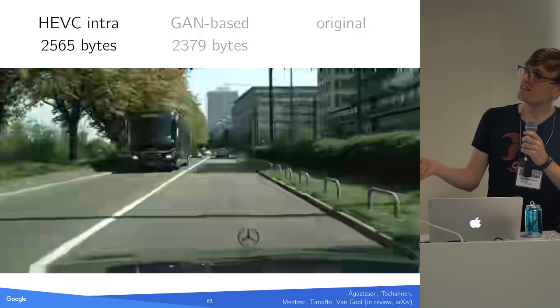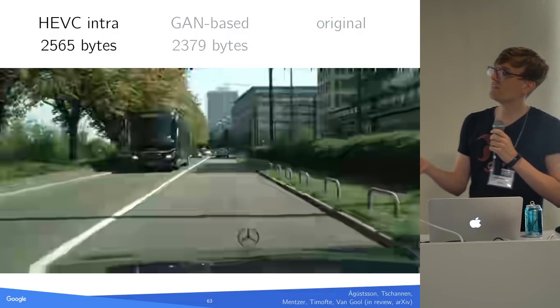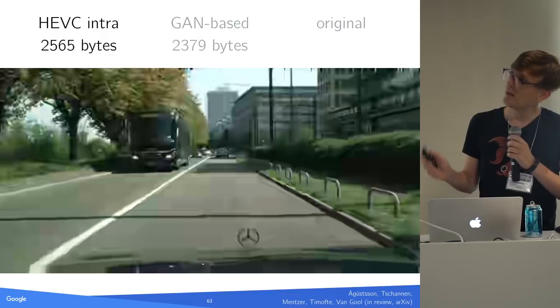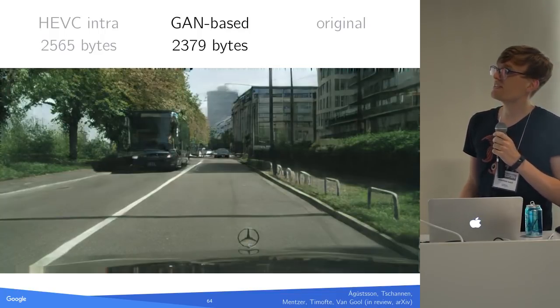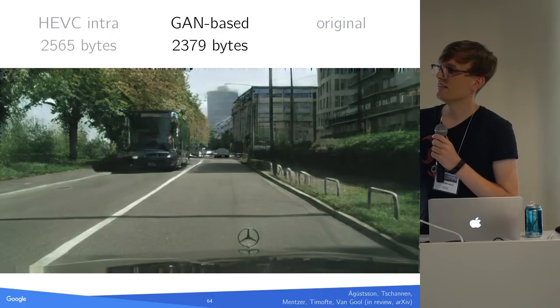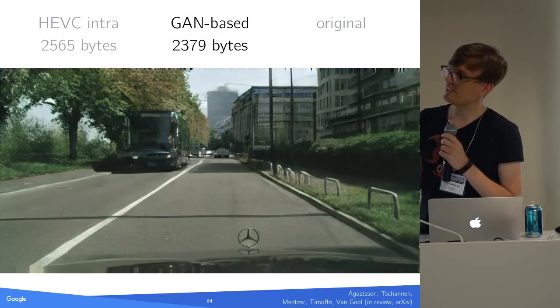So in this case, this is an HEVC intra-coded version of this image. It's very low bitrate, roughly 2.5 kilobytes. And here's the same image compressed with that GAN-based method. You can see directly that there's a lot more detail in this image.